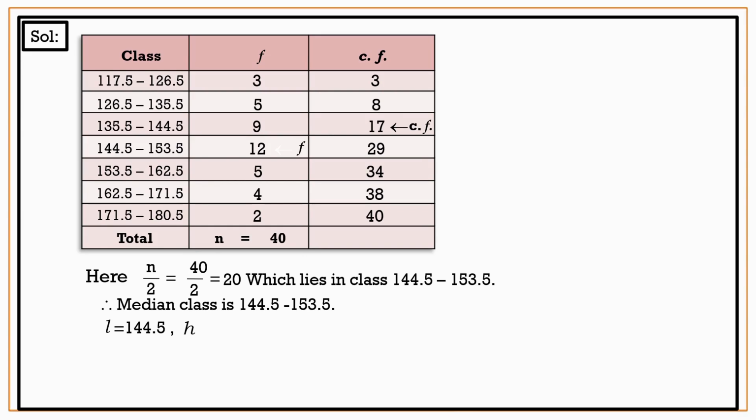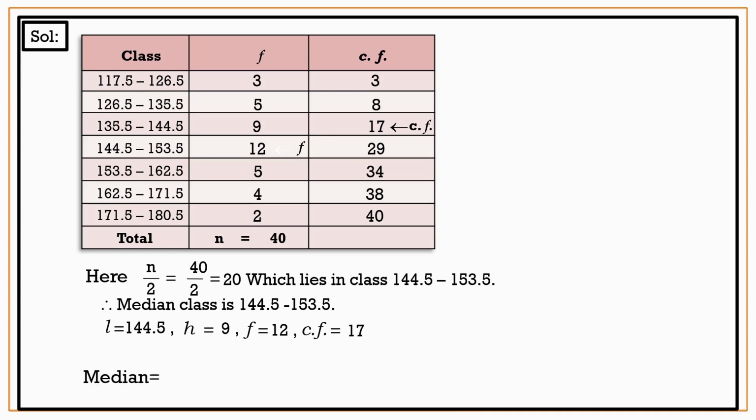What is H? H is the class width, right? H is here not height. H is class width over here. So that is the difference between the two consecutive class interval lower limits. Okay, so let's subtract that. 126.5 minus 117.5, which comes 9. And F is already we know 12. Now put all this, and CF also we know that is 17.